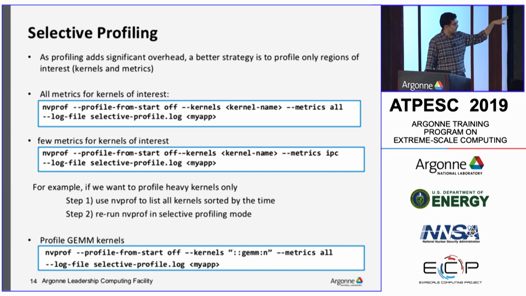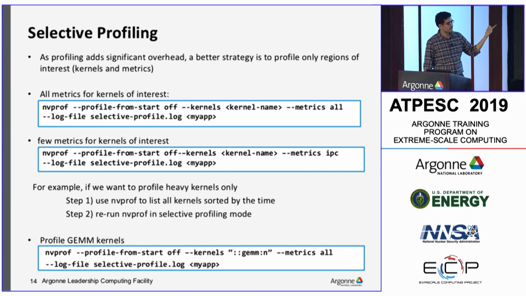Even NVProf has support for that, where you can pass the kernel name in the command line as an argument. So that will get the metrics only for that kernel. Say I have 100 kernels in my code and there's just one kernel which is the most compute heavy. I can pass only that single kernel name, and NVProf gives the metrics only for that kernel. So I'm significantly reducing the time. I'm not profiling the redundant kernels.